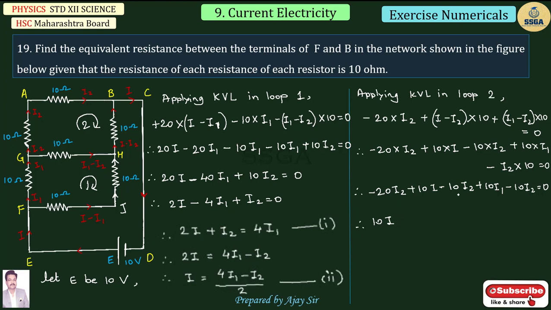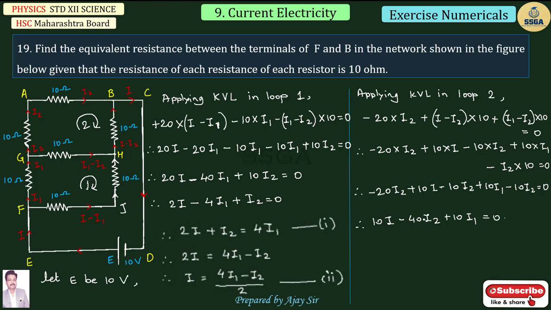So this I2 and this I2 and this I2 will get added. Therefore all are negative, so minus, minus, minus get added and you will get only minus 20 plus minus 10, minus 10 is 20 plus 10 plus 10, that is 40 I2, minus 40 I2. And the I1 term, only one term is there, that is plus 10 I1, which is equal to 0.